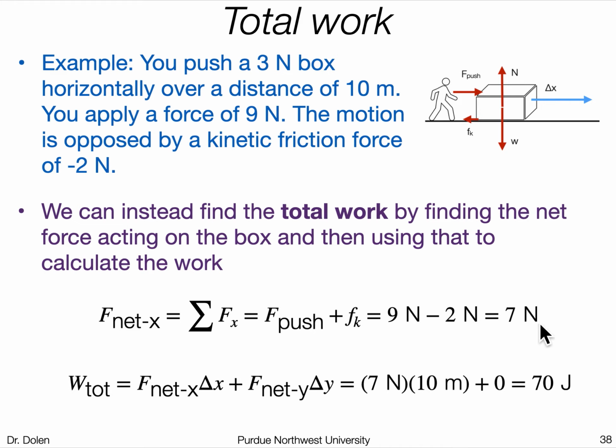And so the total work done in general is just our net force in x times the displacement in x plus the net force in y times the displacement in y. So to calculate the total work this time, we're just going to use our work formula, but instead of plugging in one individual force here, we're going to plug in the components of our net force vector. And so our net force in x is 7 newtons times 10 meters our displacement, and that gives us 70 joules. So we get the same answer. Okay, so there's two ways to calculate total work.